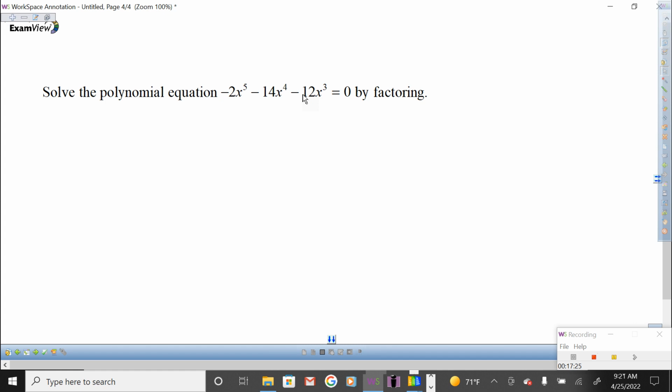I don't know if you have space down there, but you have space to the right. Write this one again. This equation, negative 2x to the fifth, negative 14x to the fourth, negative 12x cubed equal to 0. And it says by factoring. So, since this is not a quadratic, we can't use Power Rangers, right? But what can we look for? Make a note. GCF. Let's look for GCF first. What number divides each of the terms?